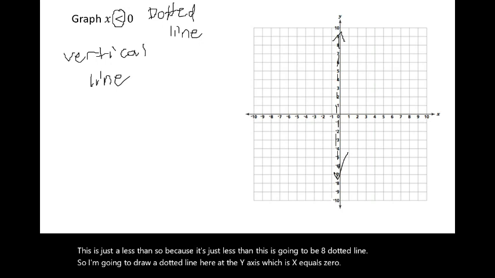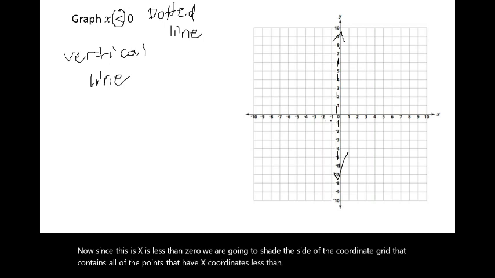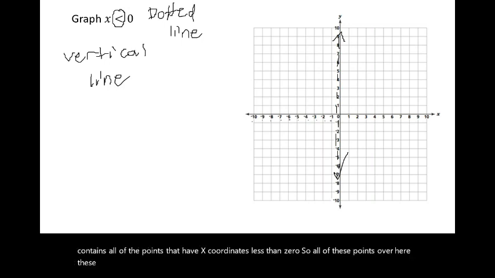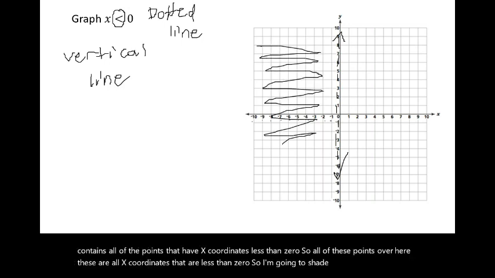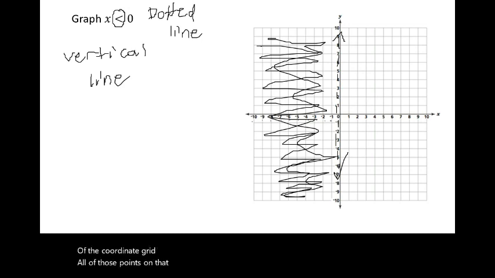Now, since this is x is less than 0, we are going to shade the side of the coordinate grid that contains all of the points that have x coordinates less than 0. So all of these points over here, these are all x coordinates that are less than 0. So I'm going to shade on this entire side of the coordinate grid. All of those points on that whole left half of the coordinate grid all have x coordinates that are less than 0.